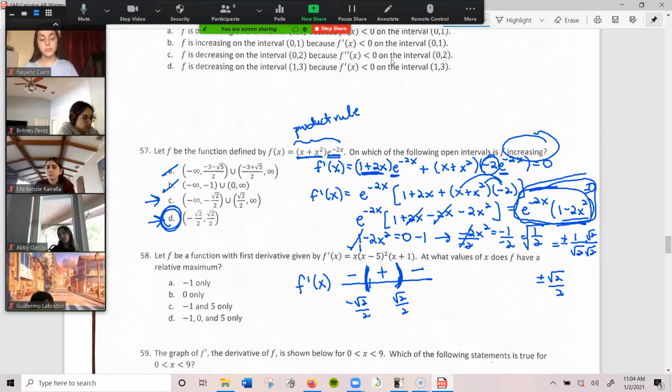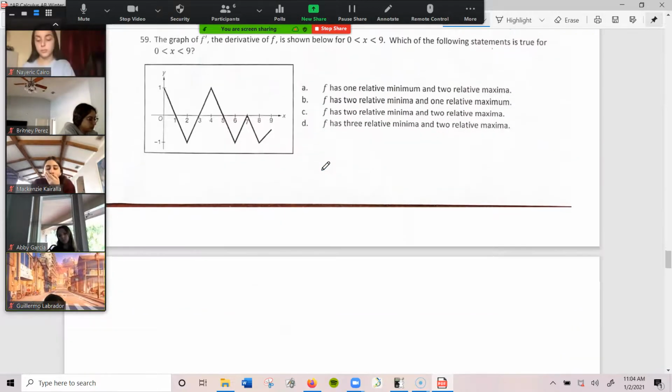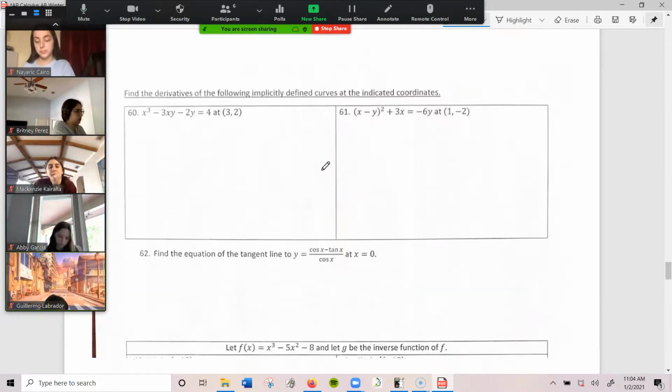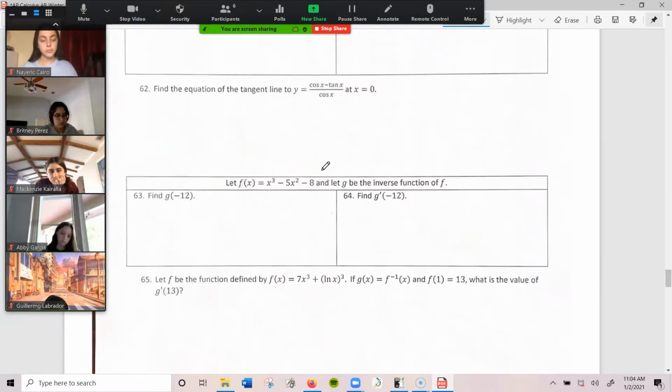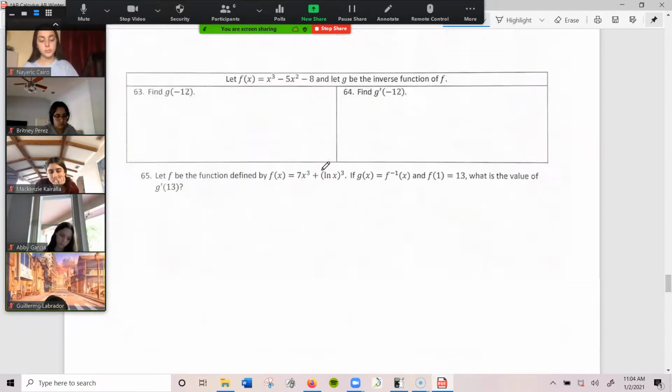Other questions from this page? Okie dokie. Let's go on to the next. All right, next page for numbers 60 through 66.